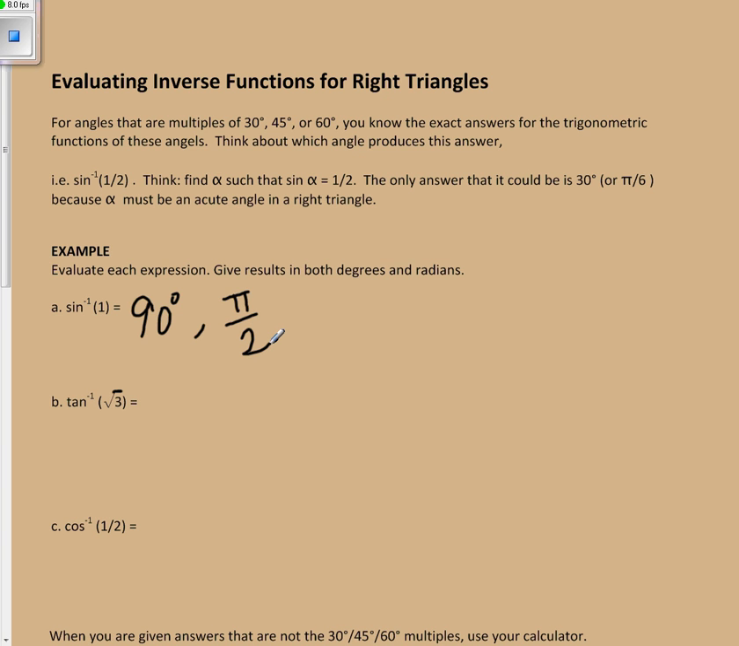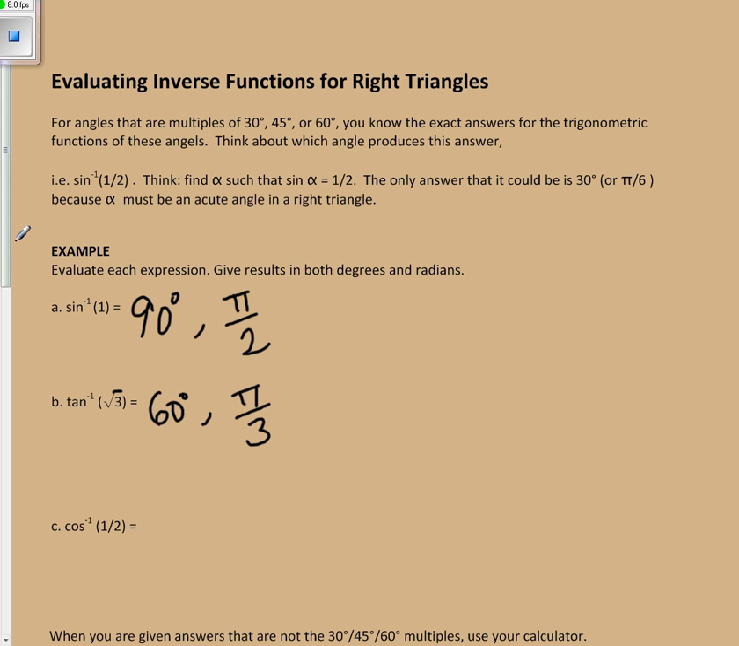Same thing with the tangent inverse of the square root of 3. So we ask ourselves, what angle produces a square root of 3 when we take the tangent of it? So the tangent of alpha equals the square root of 3. Well, when does that happen? That happens when alpha happens to be 60 degrees, or pi over 3.